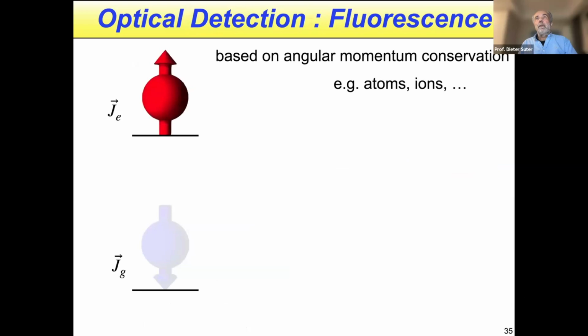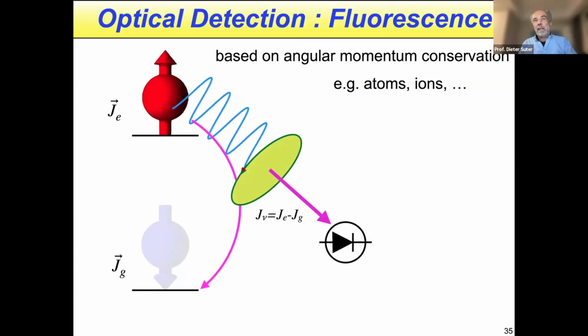Let's start again with angular momentum conservation. If you have an excited state of an atom, this will emit the photon eventually and go back to the ground state. Because of angular momentum conservation in free space, the polarization of that photon depends on the angular momentum state of the initial and the final atomic state. So if you measure this polarization, you can infer the original state of the atom.